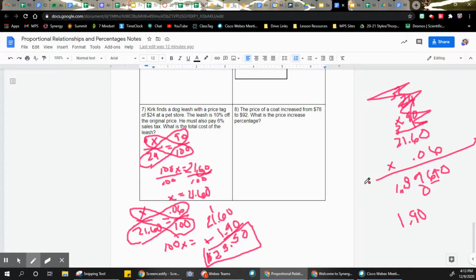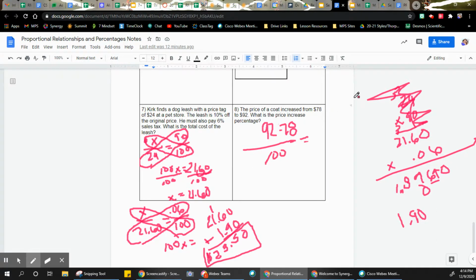Okay, moving on to my last one. It says the price of a coat increased from $78 to $92. What is the percent increase? So to find this, we've got to find out the percent change. So I'm going to do 92 minus 78 all over 78 to find out my percent change.